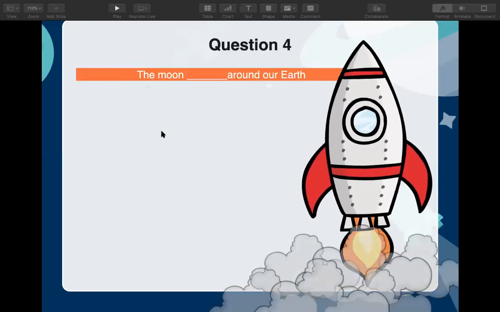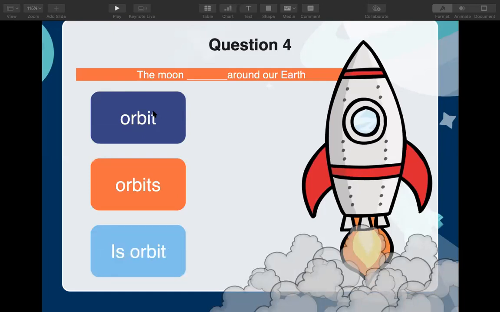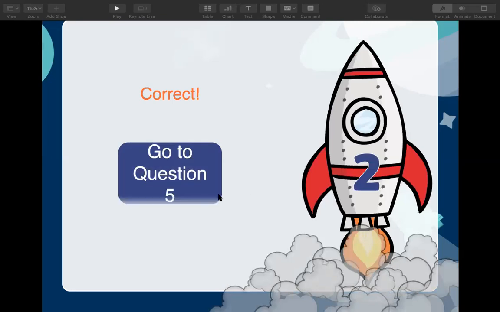All right, question number 4. The moon, again here, the moon orbits or is orbit around our Earth. Again, the moon, or the pronoun for the moon, is it. So every time we have a third person, what do we add to the verb? Yes, that's right. We add the S. So the moon orbits around our Earth. Very good. All right, guys, we're almost finished.